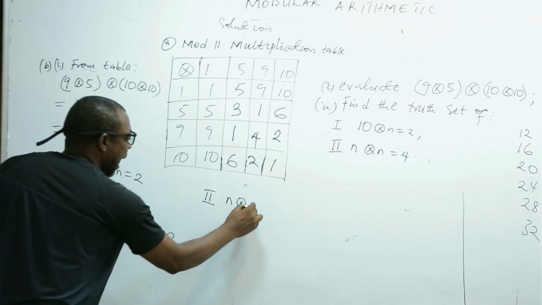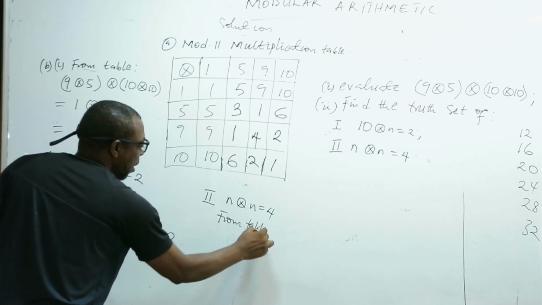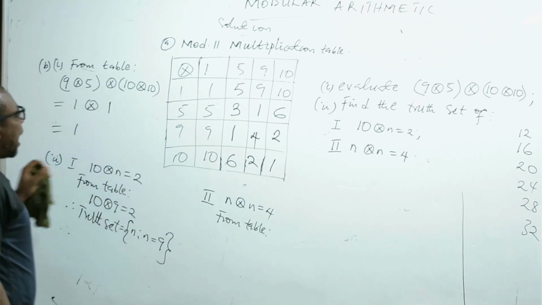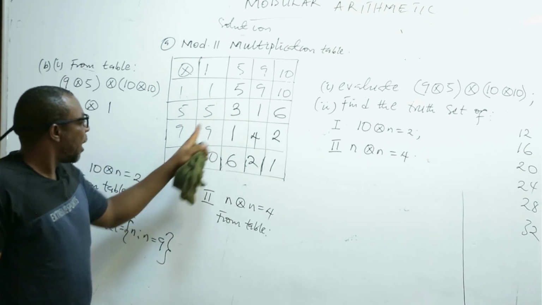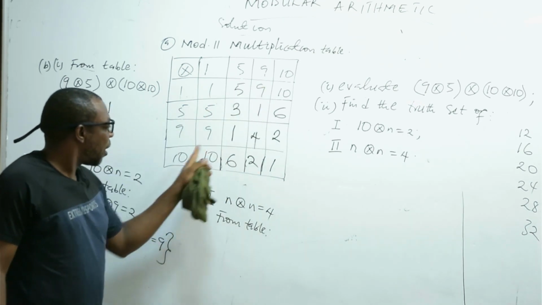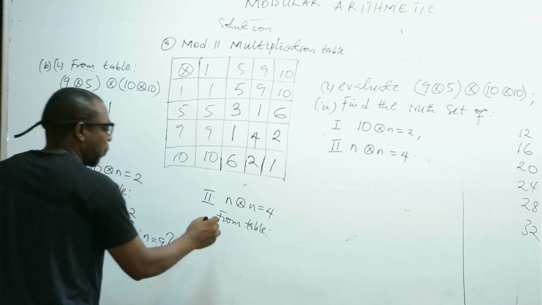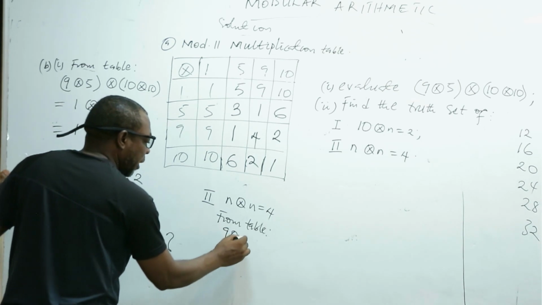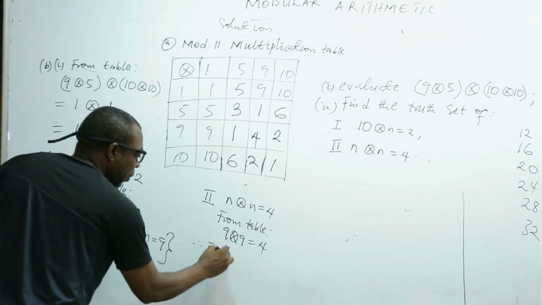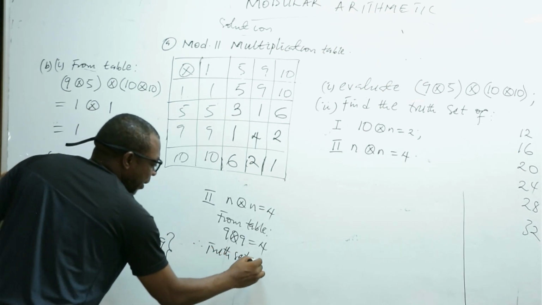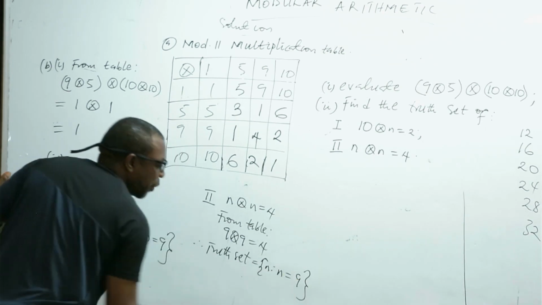I go down to Roman figure 2. n operation n gives you 4. From the table, 1 operation 1 is not 4. 5 operation 5 is not 4. 9 operation 9 is 4. 10 operation 10 is not 4. So the only column and row that satisfy this is 9 operation 9 to give us 4. Therefore, the truth set is the set of values n such that n equals 9. Are you with me?